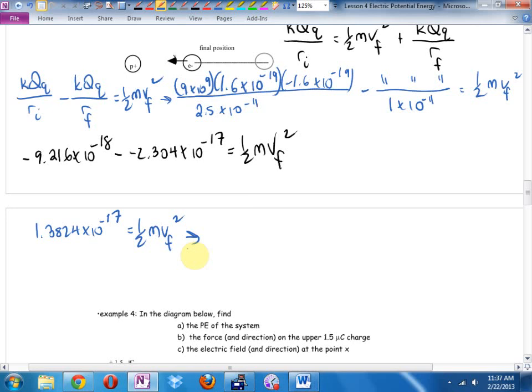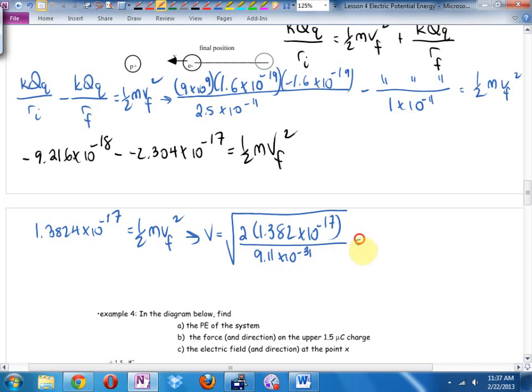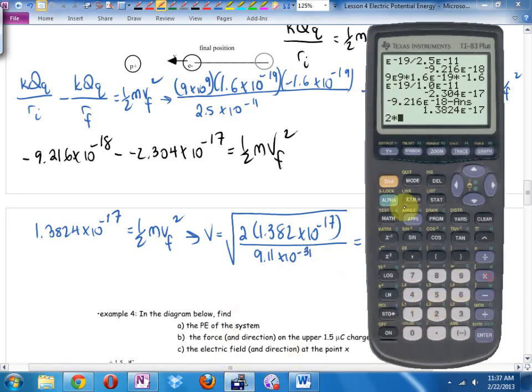So it's going to be, this is a particle collider, what we're doing here. We're colliding a proton and electron, basically, right? Two times 1.382 times 10 to the negative 17 divided by the mass of an electron. What is it? I know it's 911. It's 9.11, but I can never remember the exponent. Negative 31? Thank you. So 2 times this divided by 9.11 times 10 to the negative 31.